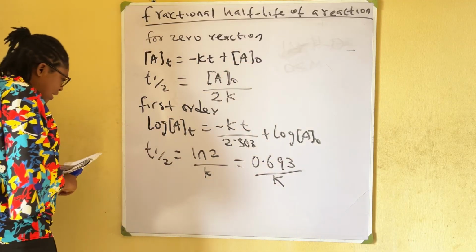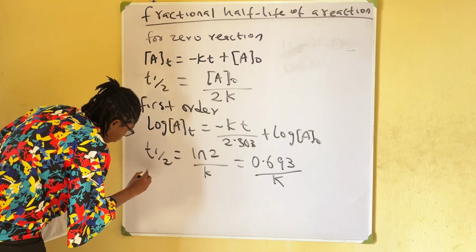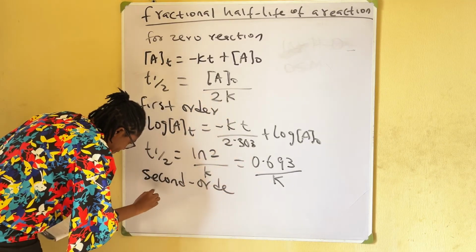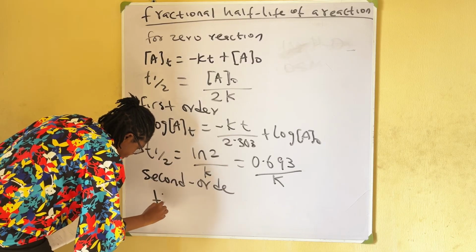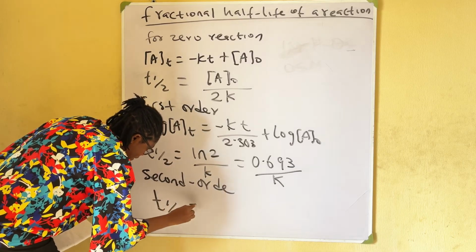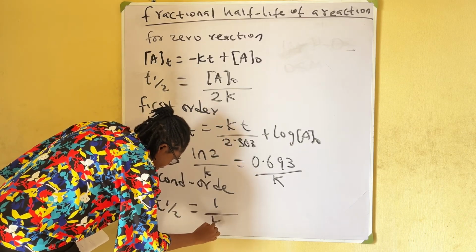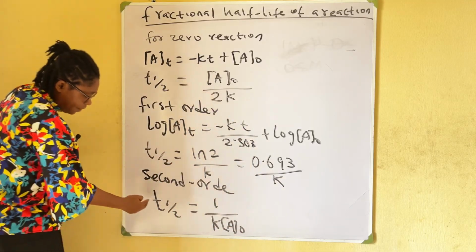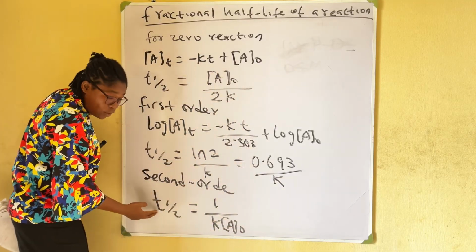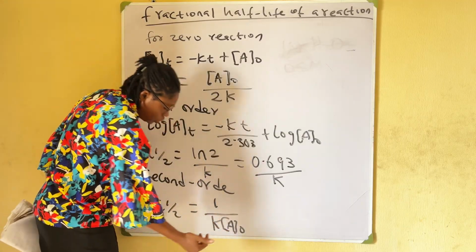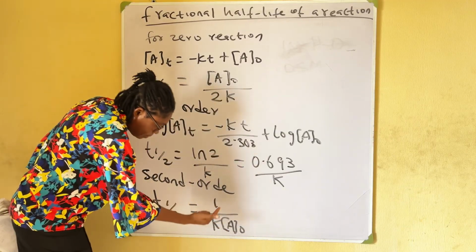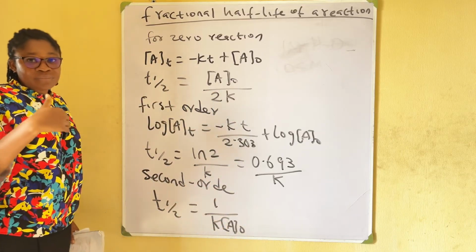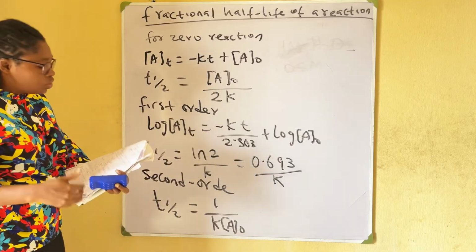Okay. So let's look at second order reaction. Half-life for second order reaction is 1 over K times initial concentration. So you can see half-life is inversely proportional to rate constant. Half-life is also inversely proportional to initial concentration. So as half-life increases, rate constant decreases. As half-life increases, initial concentration decreases because they are inversely proportional to one another.